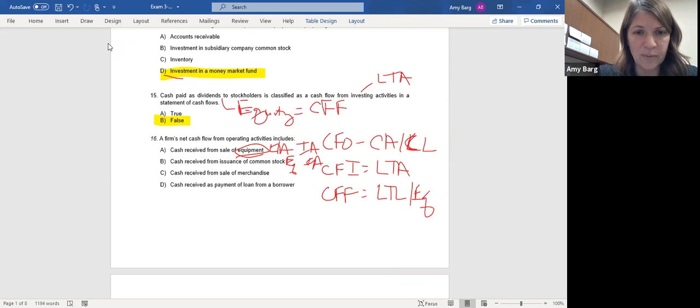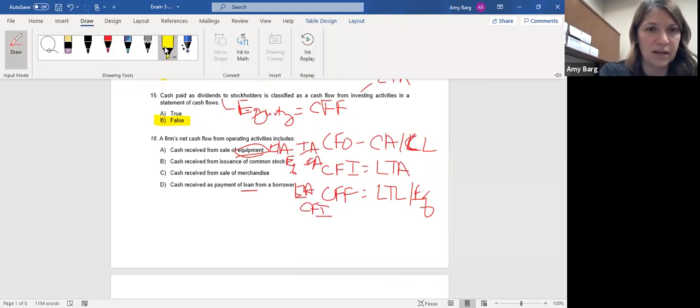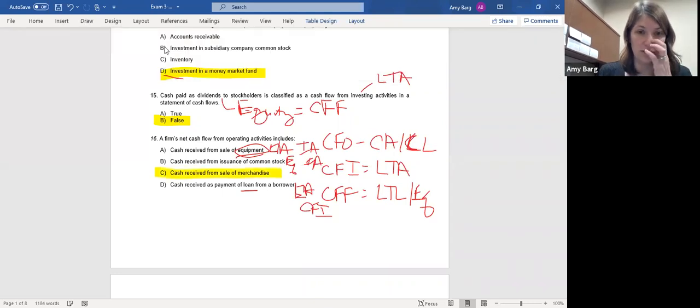But cash received as a payment of a loan from a borrower, that is a note receivable. That's going to be a long-term asset, which is a cash flow from investing activities. So like I just said, this C is the right answer because that's operating. Questions?